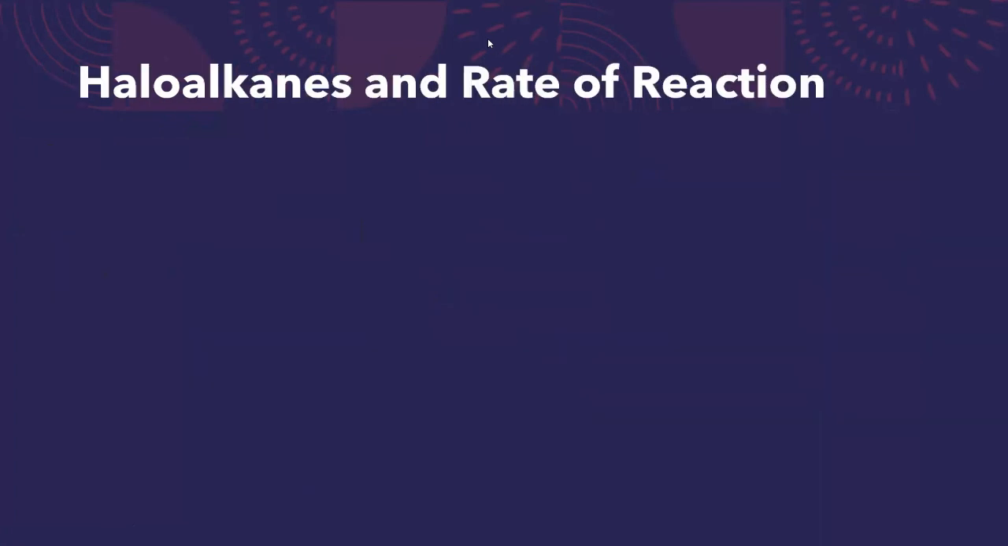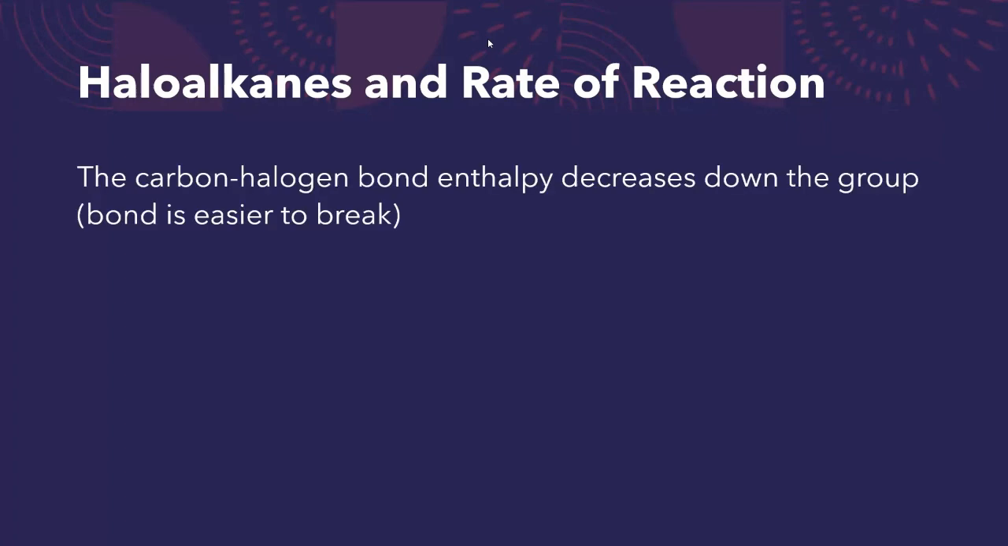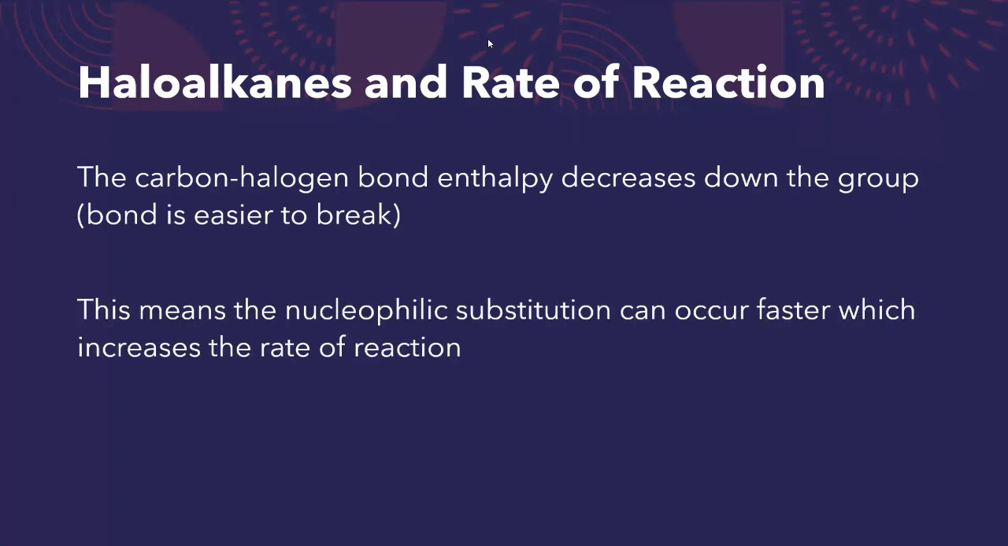So let's look at rates of reaction with haloalkanes. Down the group, the bond enthalpy of a carbon-halogen bond decreases. That means it gets weaker. And that means substitution can occur faster, so there's a higher rate of reaction.